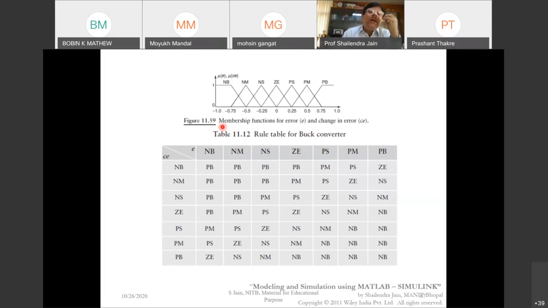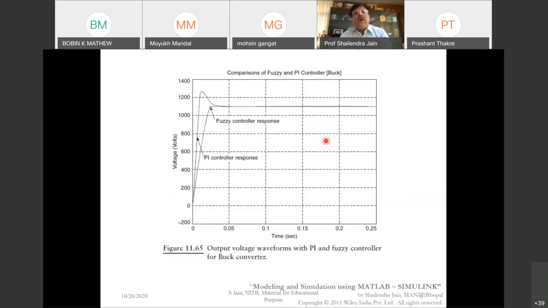How a rule can be: if my error is negative big and change in error is negative big, then basically the output, the control signal, should be positive big. If your error is negative big, but change in error is positive big, basically no change in control is required. Likewise, now see, this is the output of the fuzzy controller for the buck converter.